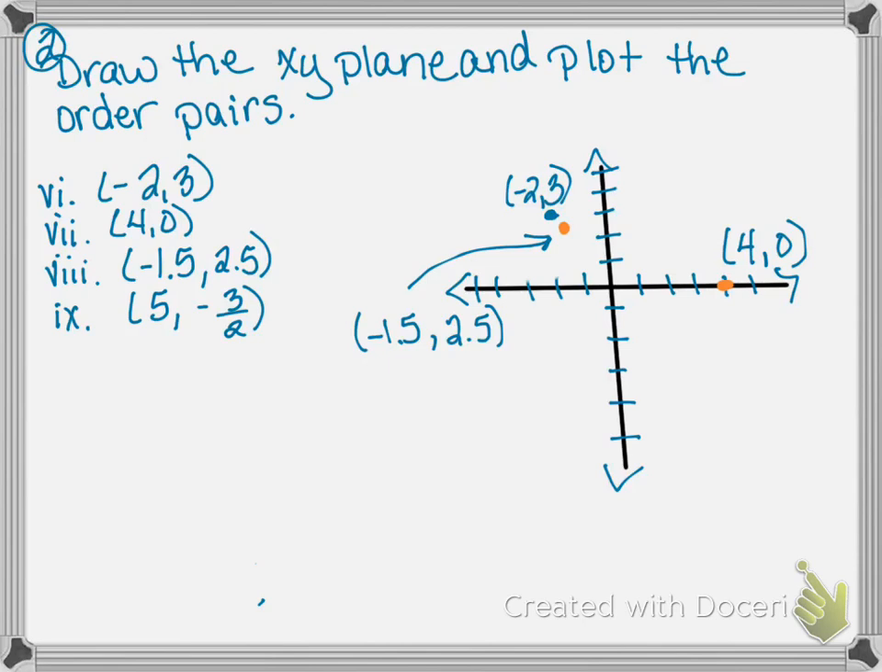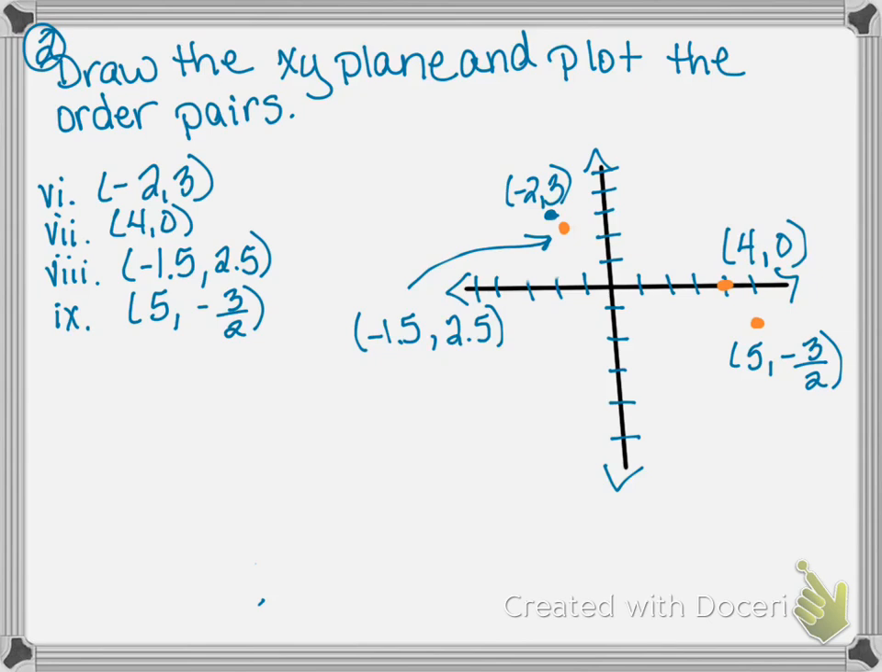Okay, the last one is 5, so that's going to be going to the right. Then we are going negative 3 over 2. Negative 3 over 2 is negative 1.5, and so our point is going to be about right here. Okay, so that point is positive 5, negative 3 over 2.